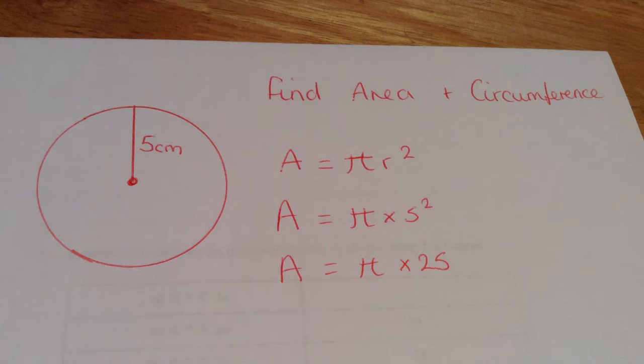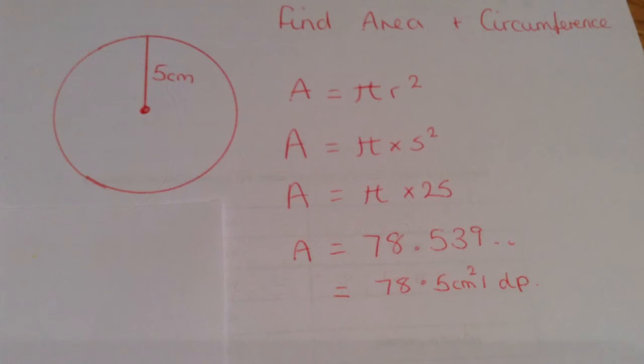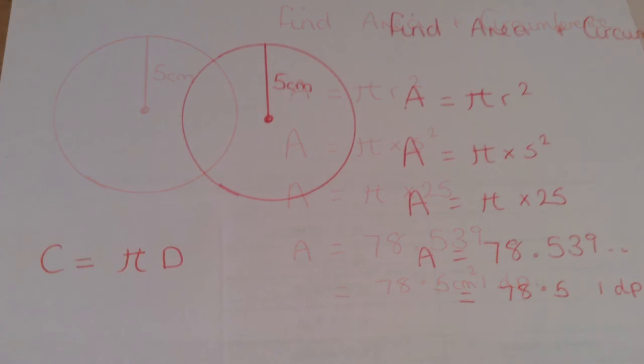pi times 25. We get the answer to this by typing it into our calculator, and we're going to get 78.539, and it goes on. We can round this to 78.5 centimetres squared to 1 decimal place, and that is our area. To look at the circumference, we do C equals pi d. You need to remember these and remember the difference between them.